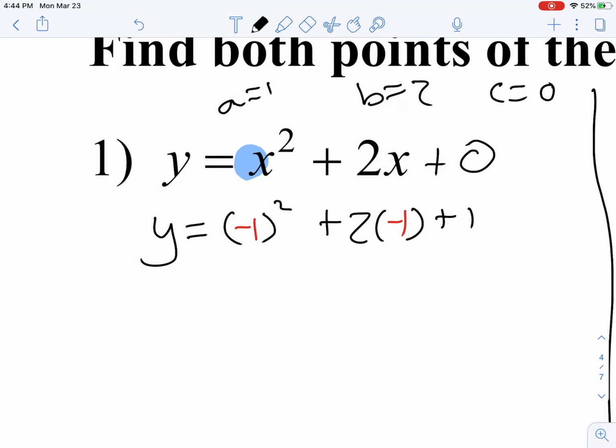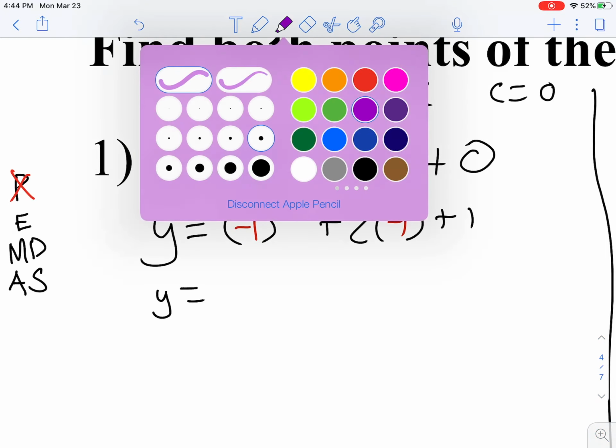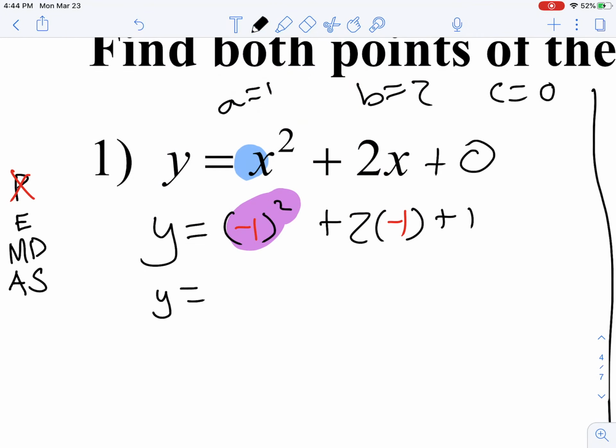And we're going to evaluate using PEMDAS. So we're going to look at inside the parentheses, exponents, multiplication, division, addition, subtraction. So there's nothing to evaluate inside the parentheses. There's just nothing going on in there. We can do an exponent. So I'm going to highlight that in purple here. We have a second power. So that means negative 1 times itself 2 times. So negative 1 times negative 1, which makes positive 1.